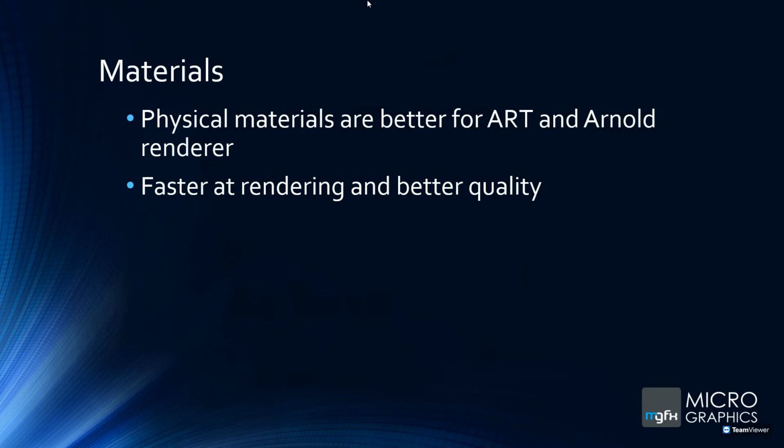What is good for ART and Arnold is the physical materials. We've got these Autodesk materials and they're great. They're set up, so you know that you've got gold or silver or aluminium 6061, all of that, and it's all set up to look like it's supposed to. But then you also have physical materials, and with the physical materials you can play a lot. There are lots of options to make it look as real as possible.